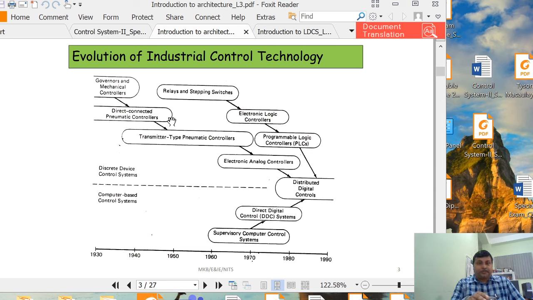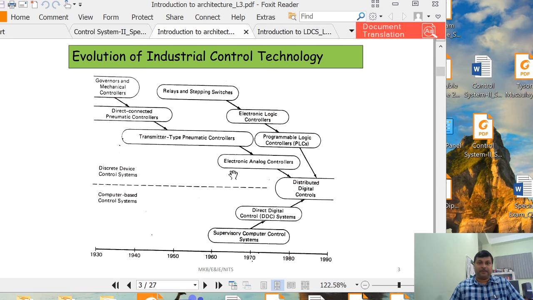In the late 1940s, there was another development known as discrete control. Initially it was performed by electromagnetic relays and stepping switches, and slowly it moved to electronic logic controllers, and ultimately it came in the form of programmable logic controllers, which are completely different from the analog controllers. The programmable logic controllers are based on discrete logic, and ultimately they also became part of the distributed digital control system.